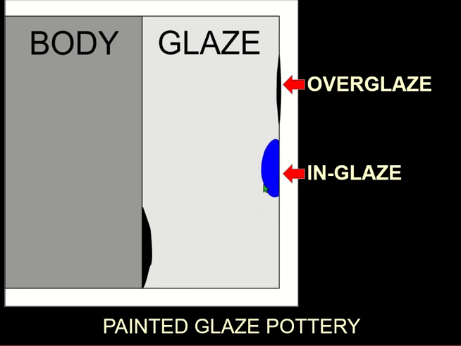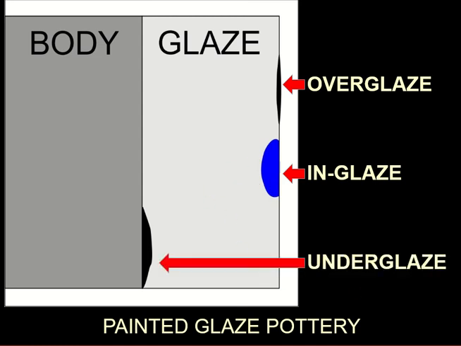Typically, the boundary will not be very distinct between the paint and the glaze. Underglaze paints are applied to the surface of the vessel before the glaze is applied, and then the vessel is fired. So you have the pottery body, you paint it, you glaze it, you fire it. So, those are the main ways that the potters of the Islamic world and elsewhere painted their glazed pottery.